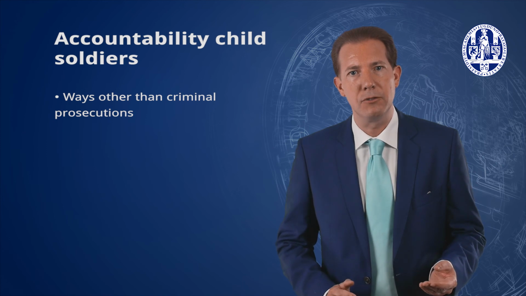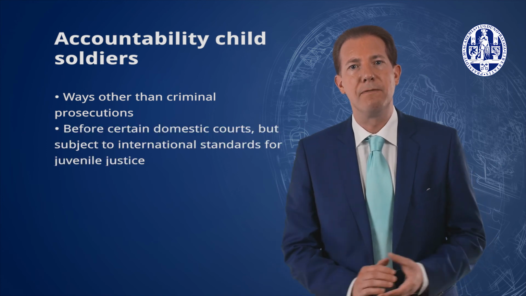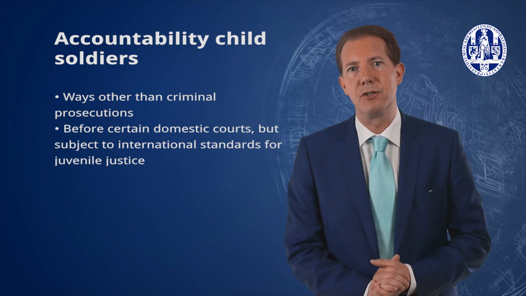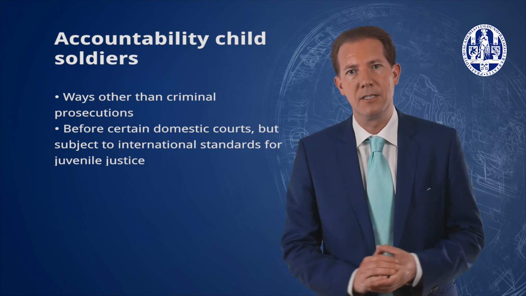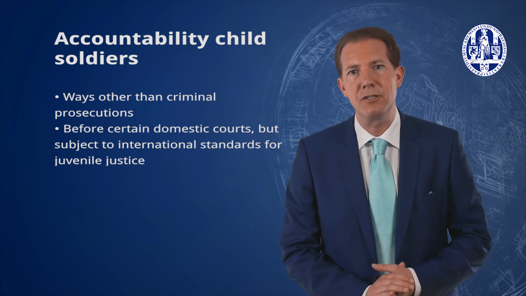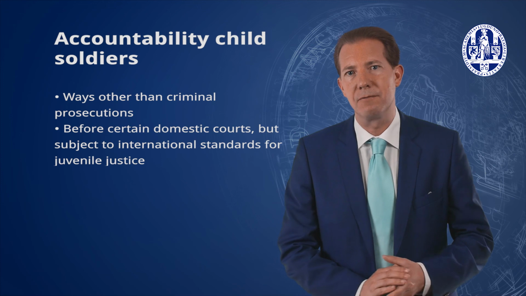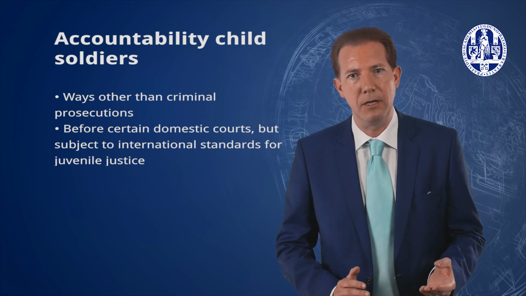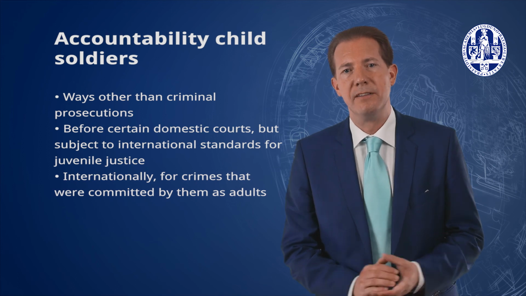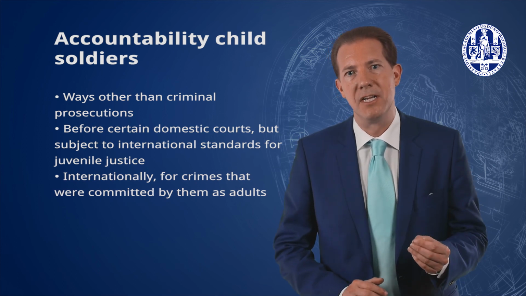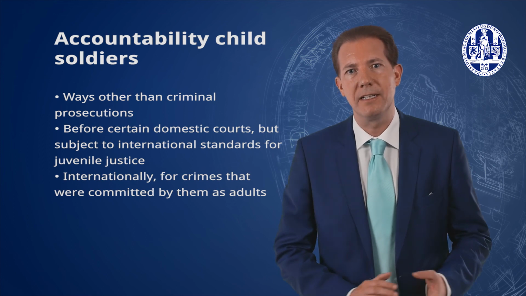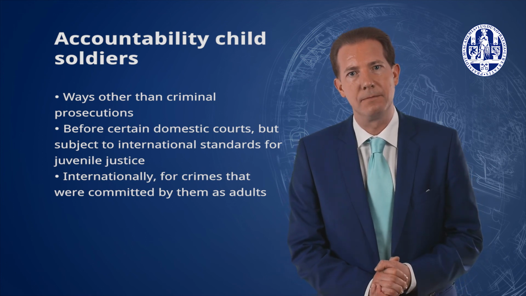A second approach is to try child soldiers before certain domestic courts, but subject to international standards for juvenile justice. Such prosecutions may not present the best way to ensure the interest of the child and should thus be a last resort. A third approach is to hold child soldiers accountable internationally for crimes that were committed by them as adults, namely after the age of 18. This last approach was taken by the ICC in the Ongwen case.